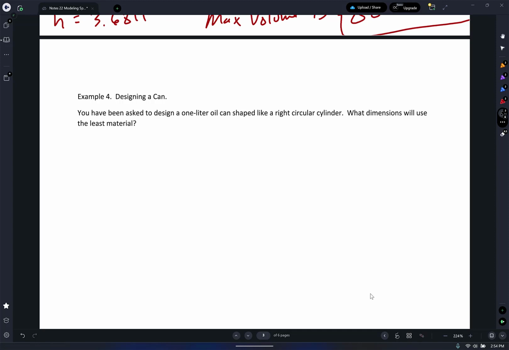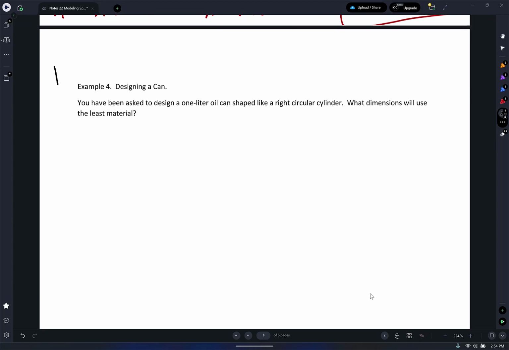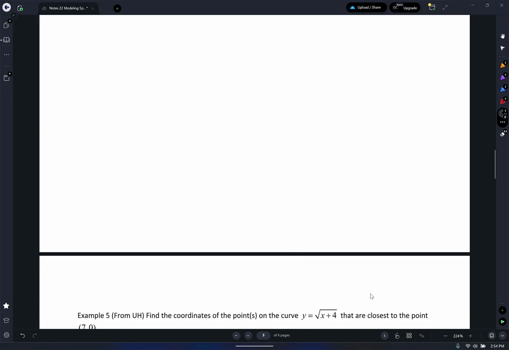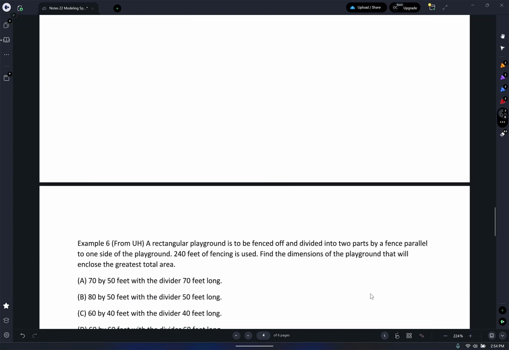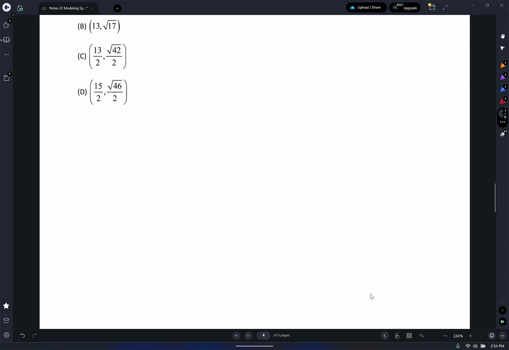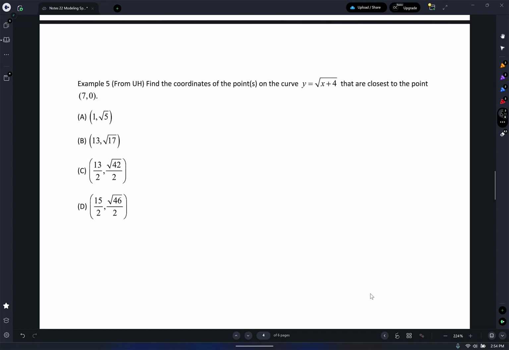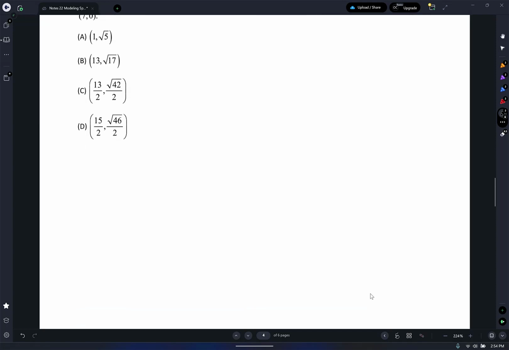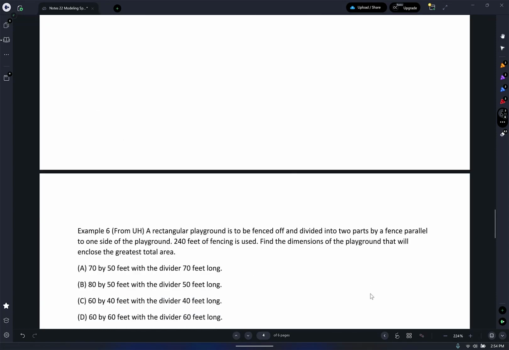All right. Let's skip this one temporarily. We are going to come back to it, though. Okay. I'm going to skip example 5 temporarily because there's a hack to it, and I don't want to show you the hack just yet until we get more experience.